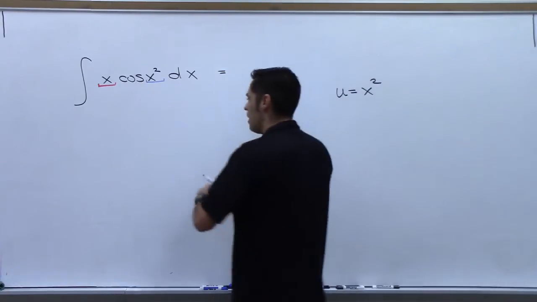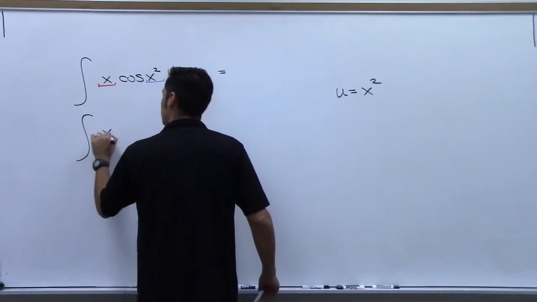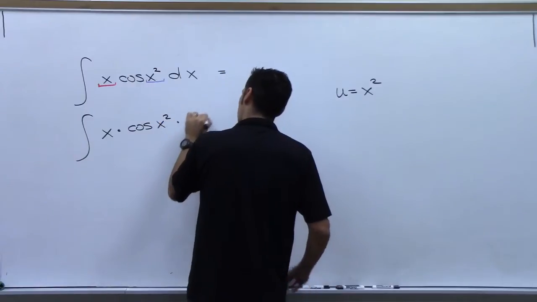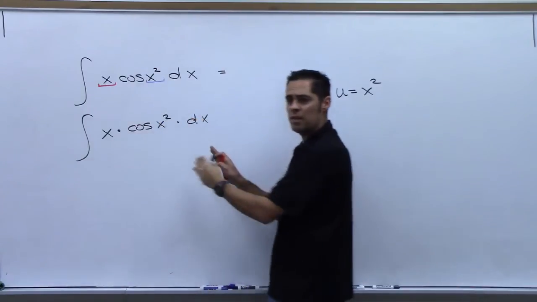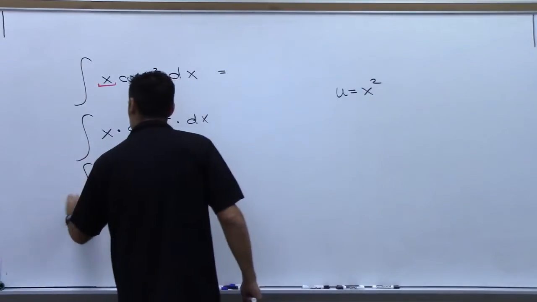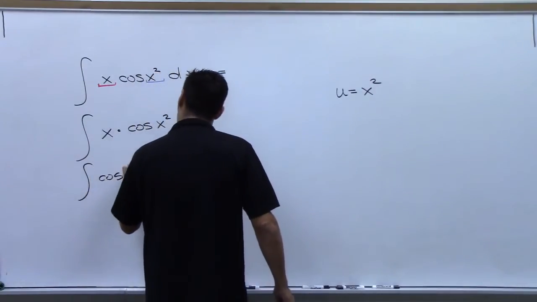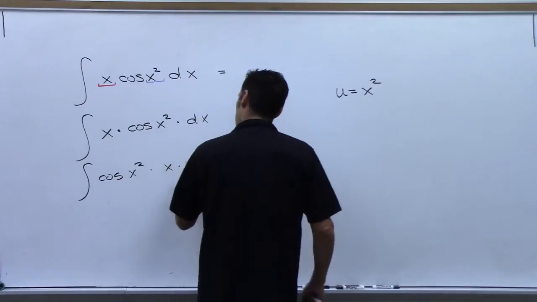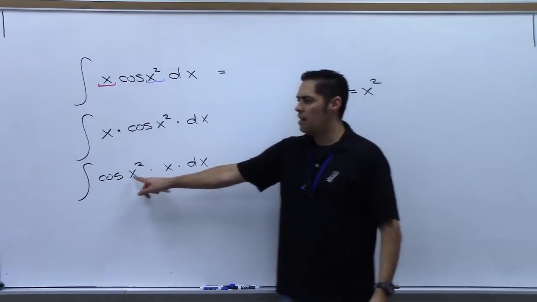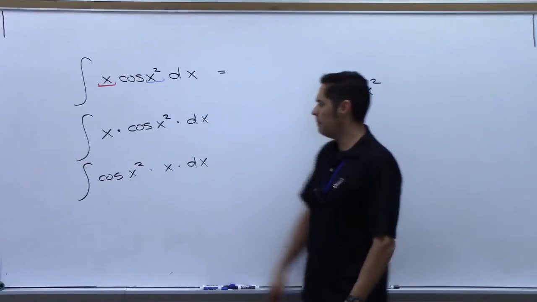I'll also point out, remember that when you're looking at this, this is x times cosine of x squared times dx, right? That's all implied multiplication between these. So you could always rearrange these. There would be nothing wrong with me writing it this way. That would be okay, as long as you understand that that x is not inside the cosine. All right.